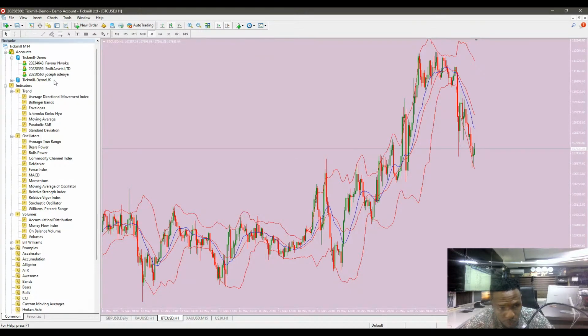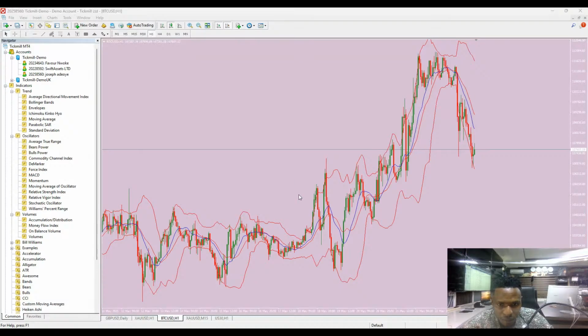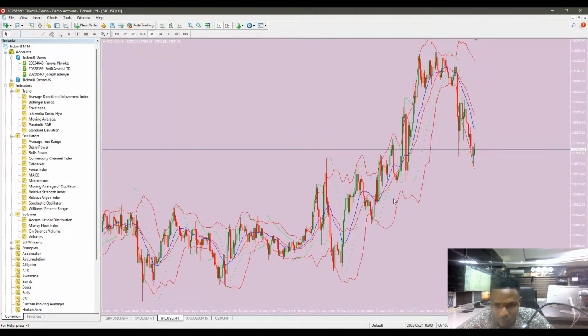Ichimoku cloud is also there, and so on and so forth. Parabolics are, you can see all these small dots. Some people are also using it to trade. Some people combine three like this together and use it to trade. I'm sure you must have seen so many of them like that, right?